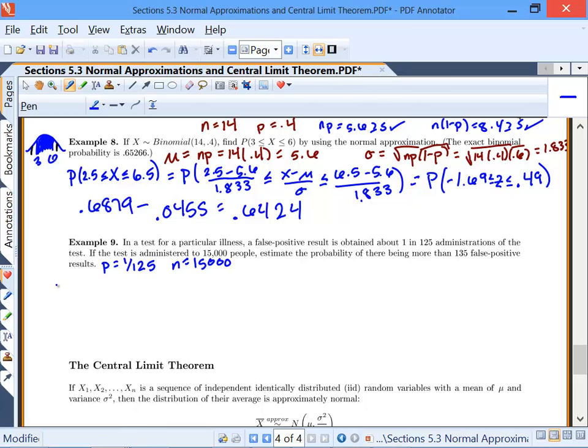First, let's check and make sure that we can do it. So n times p is 120. So that's at least 5. So we're good there. And n times 1 minus p is 14,880. So that's definitely bigger than 5 as well. And because these numbers are so much bigger than 5, it's probably going to be a very good approximation.